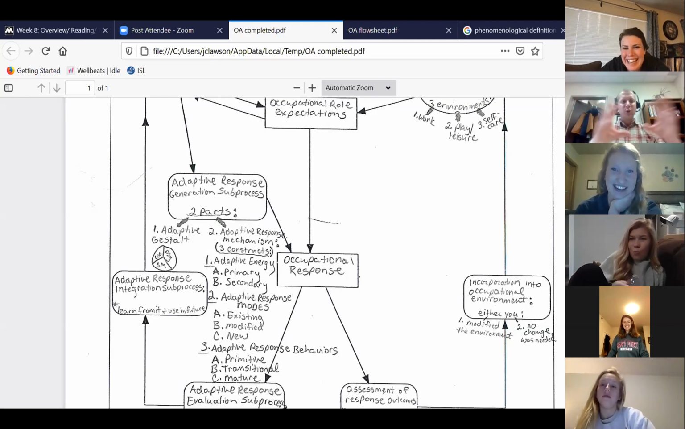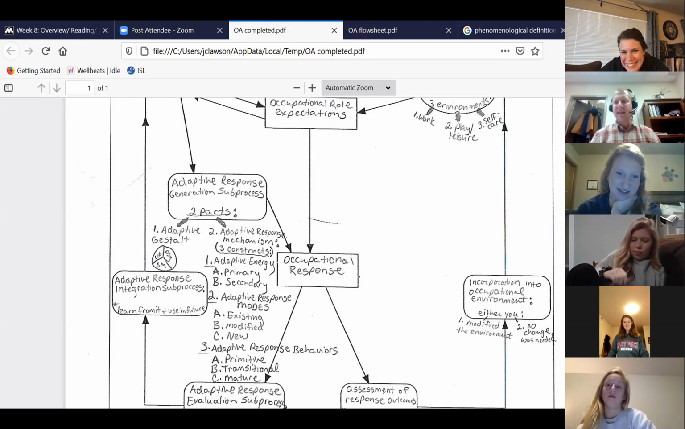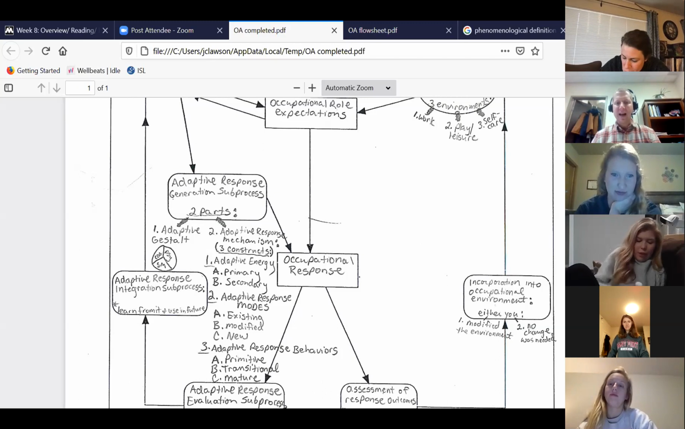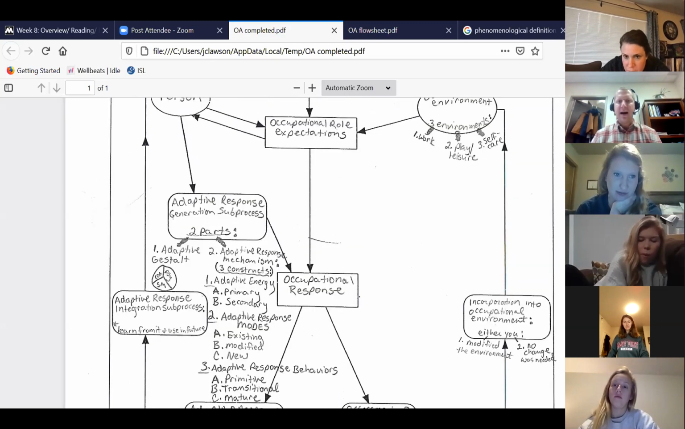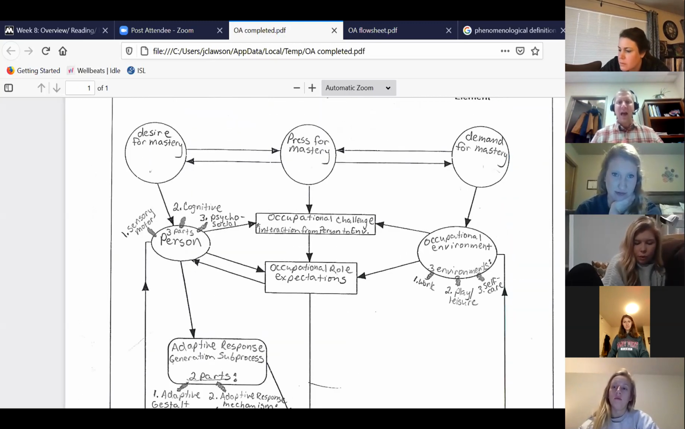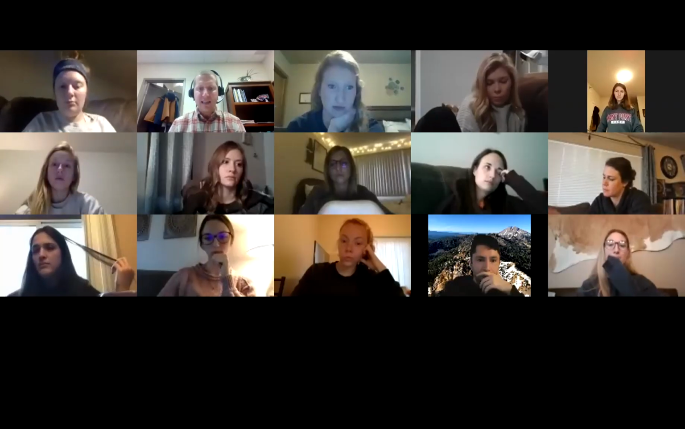Anyway, so there's two processes going on here. And again, this diagram really helps me make sense of everything that's going on simultaneously with this model. So again, I have a blank one for you. I have this one filled out for you as well. I hope you find it as helpful as I did.